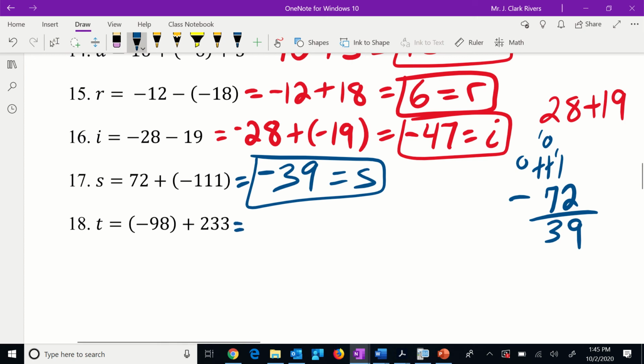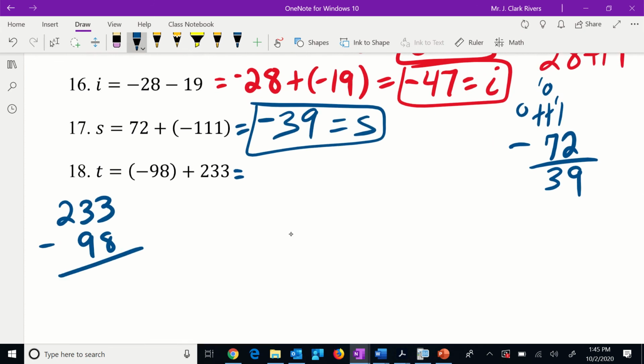18. T equals negative 98 plus 233. Which number is further from 0? Positive 233. So we know this has to be positive. How far is 233 from 98? So again, 233 minus 98. Just subtract. That's all you have to do.